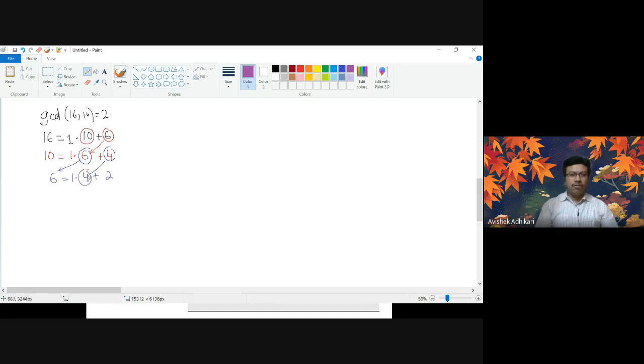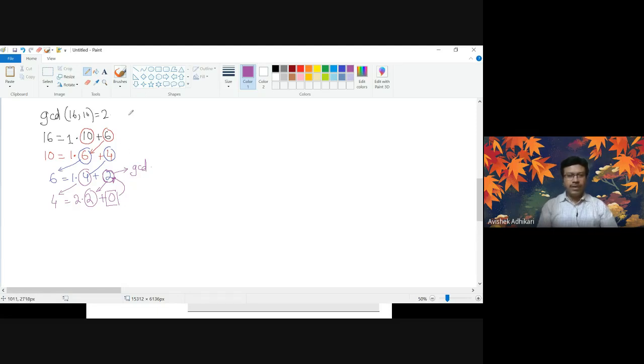Okay. Now what I will do? I will just shift it here. So this is 4 equal to 2 into 2 plus 0. So the process will continue till we get 0. Okay. So when 0 comes, the remainder of the last step will be your GCD. So this is the GCD. Okay. So this is how Euclid thought, and this is considered to be a very efficient algorithm.